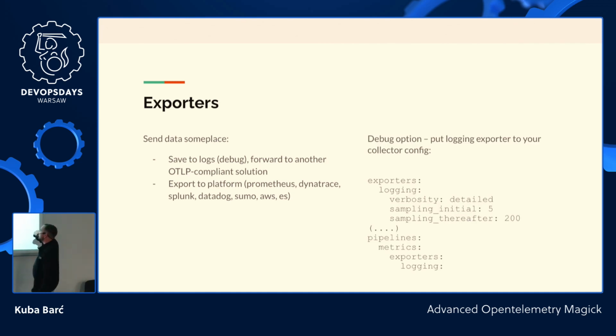Oh, and one thing I forgot. One of the exporters that we have is called the logging exporter, and that's the primary tool that you're going to be using to debug your pipelines and debug your flow. Because at the very end, you will just dump all of your telemetry into standard output and see if all of the processors that you have put together actually make sense or not.